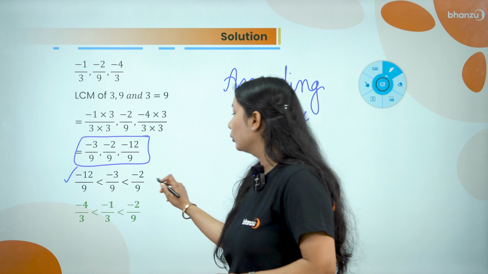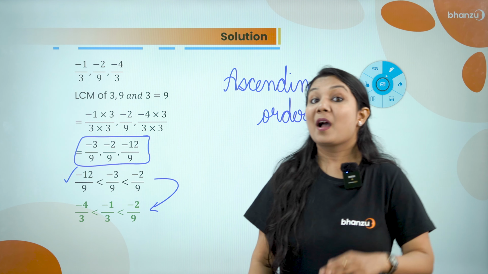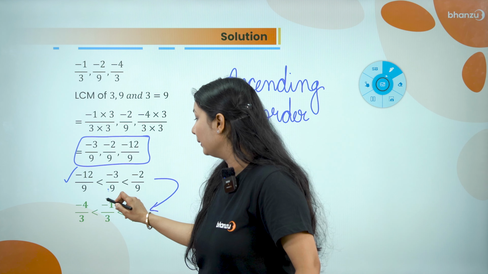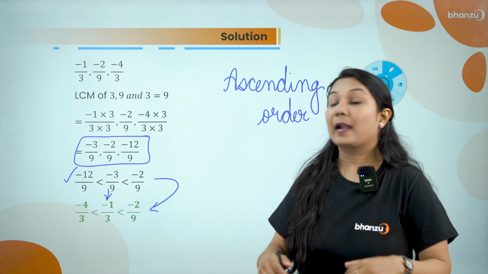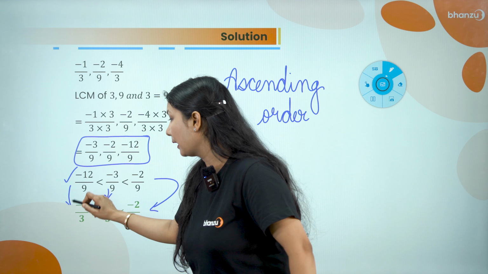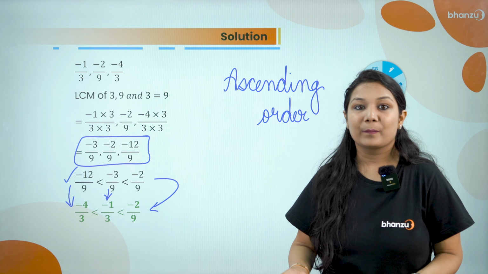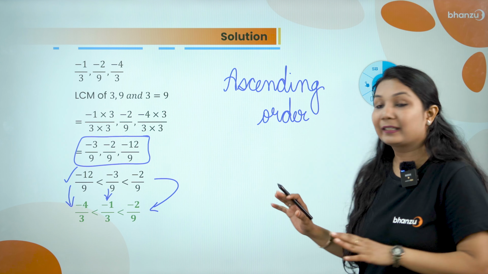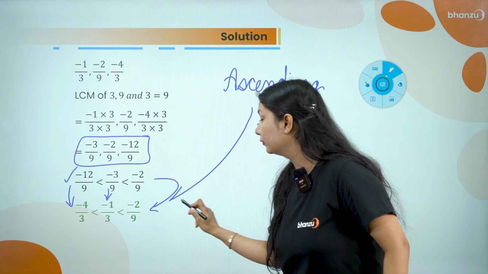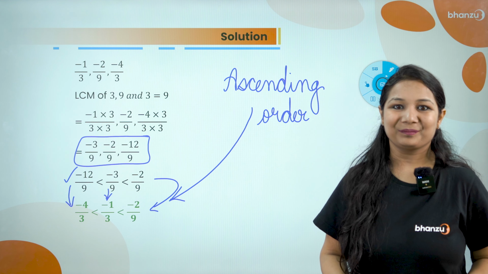So if you see, minus 2 by 9 is already in the simplest form, but minus 3 by 9 can be written as minus 1 by 3 and minus 12 by 9 can be written as minus 4 by 3. So we got the numbers, right? This is the ascending order of the given question, right?